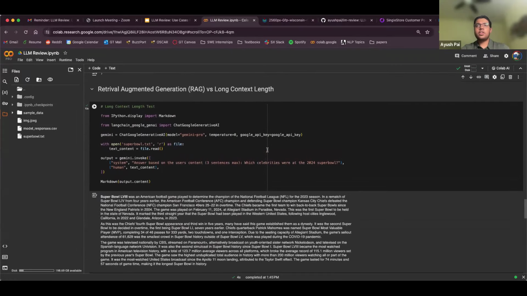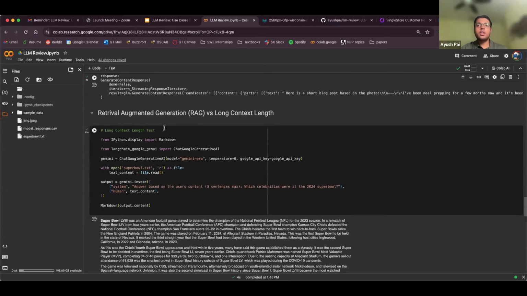The last thing I want to show here is retrieval augmented generation versus long context length. With this new context length from Gemini with a 2 million context window, kind of crazy, right? As they said in their demo, you can put in two hour-long movies, huge textbooks, huge corpuses of data, and then ask one simple query, and it'll go through all that data and find the answer.